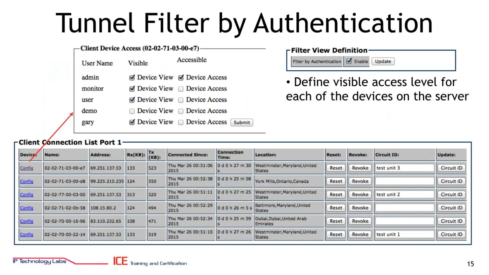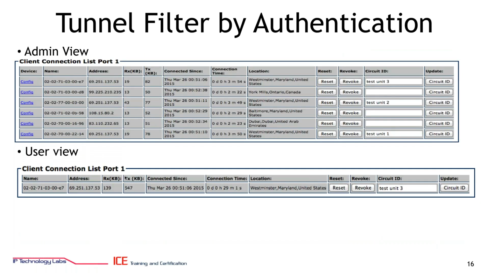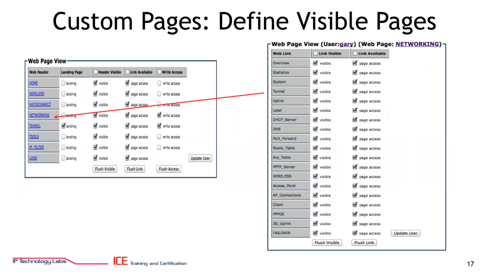My other option is I can filter based on authentication. So each of these devices on my server has a little config pop-up. I can go in and check off this device is viewable by the admin, the monitor, the user, and Gary, but it's not visible by demo. So if somebody logs in with a demo password, they just will not see that line. And then in my filter by authentication view, this guy logs in, he's got a different username, and he can only see this one device.